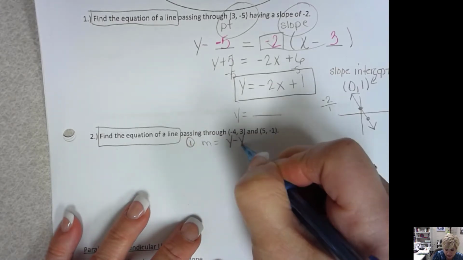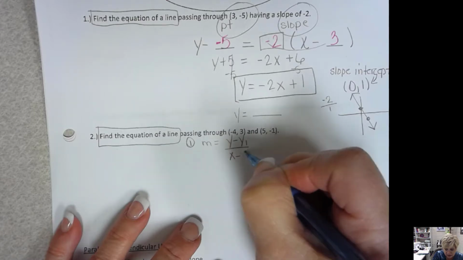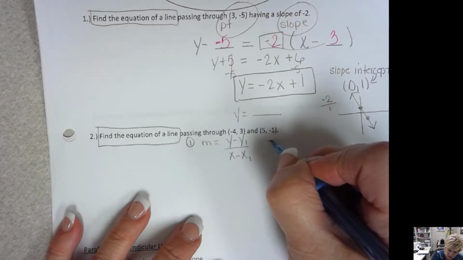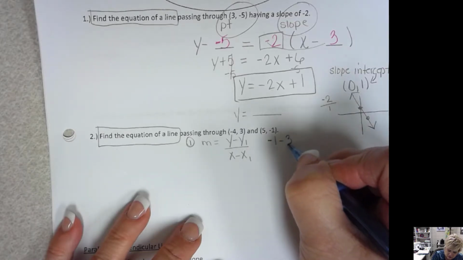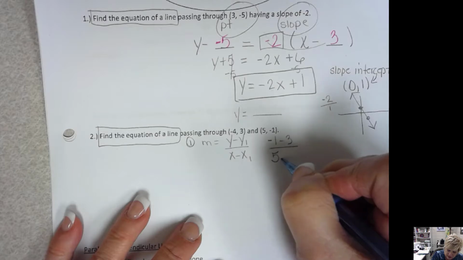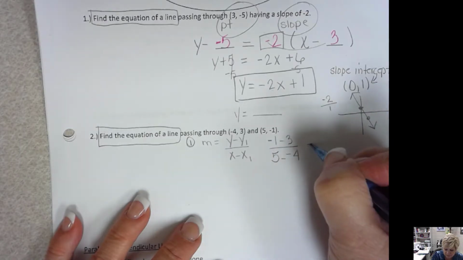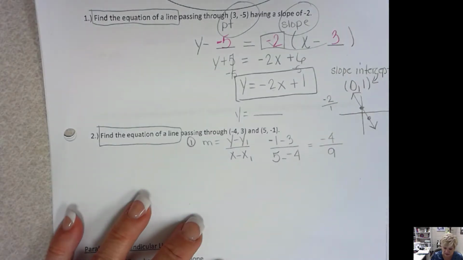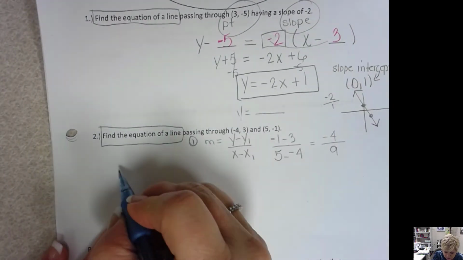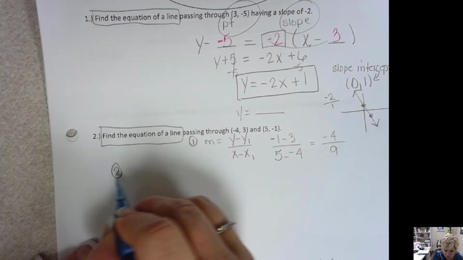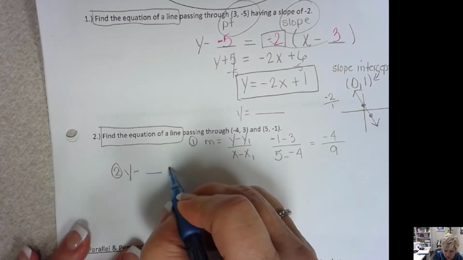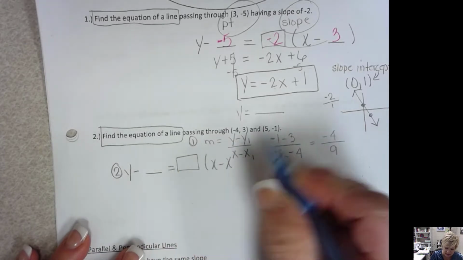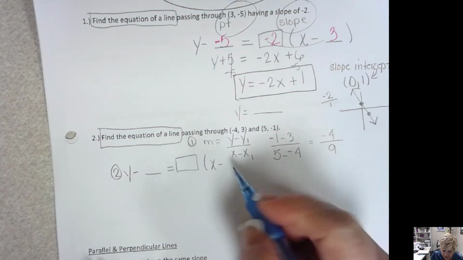Y minus y1 over x minus x1, because you have your 2 points. So -1 minus 3 over 5 minus a -4. That would be -4 over 9. That's a kind of a long slope. Now we can plug it in. Y minus y1 equals slope times x minus x1.